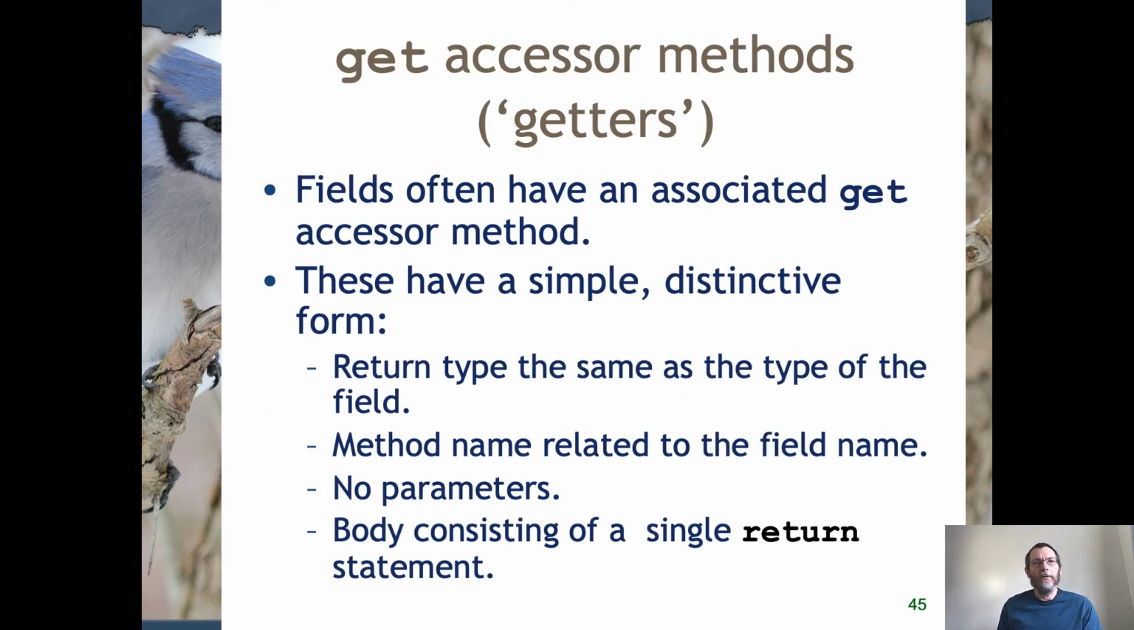So it's very common for fields to have an associated getter method. And once we have a definition of a field, it becomes very easy to write a getter for it. They have a very simple distinctive form that arises directly from the definition of the associated field. So the return type of the getter is going to be the same as the type of the field whose value we're returning. The method name is related to the field name. It will typically be get and then the name of the field, but again observing the camel case convention that second word will have a capitalized initial letter. Getters typically take no parameters because they're purely used to return information, not to receive information. And the body of getter methods typically consists of a single return statement and nothing else.